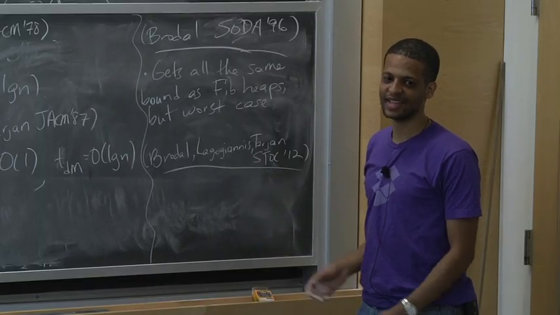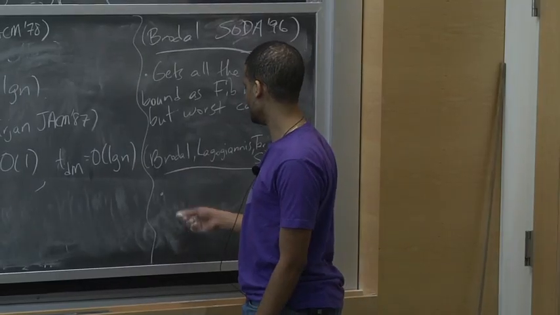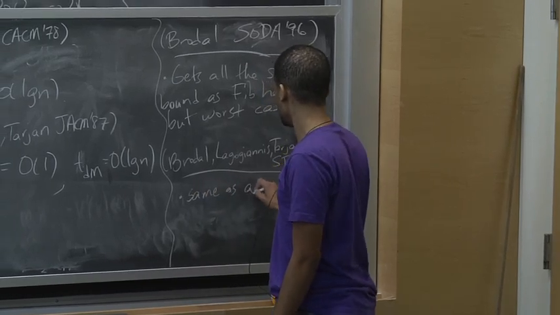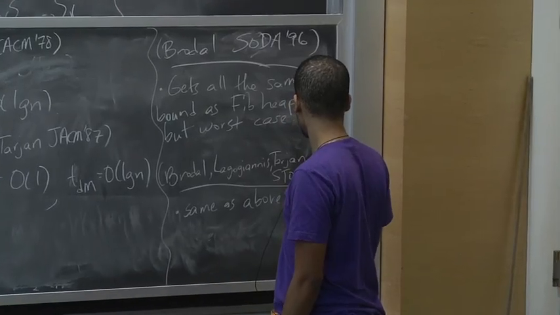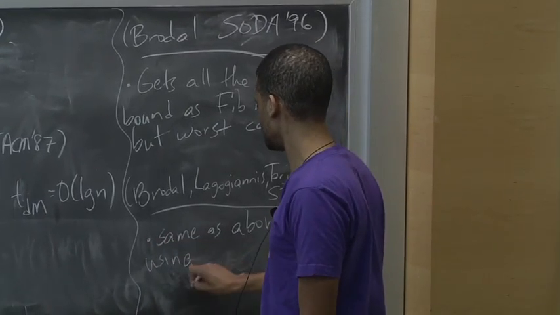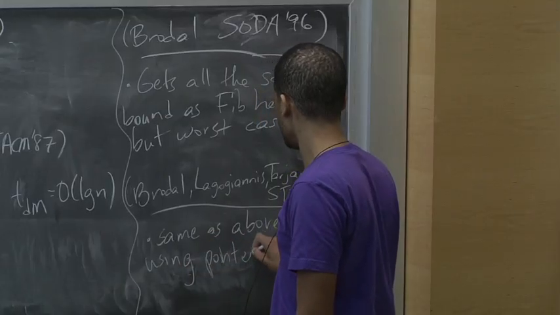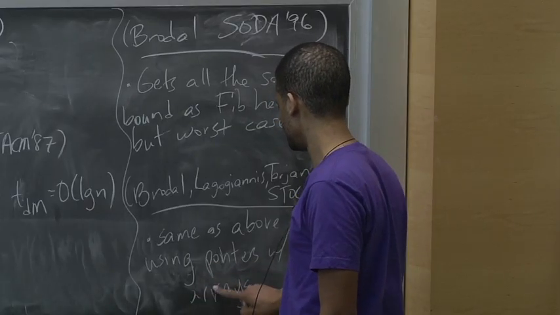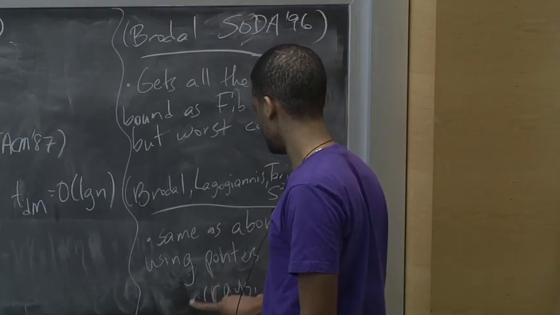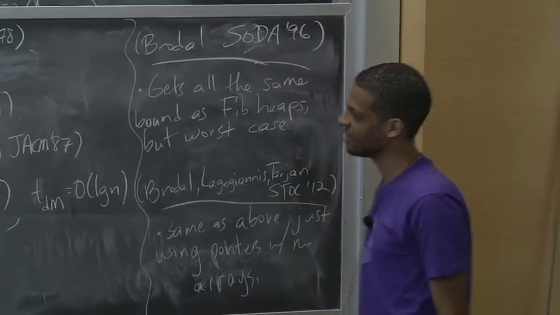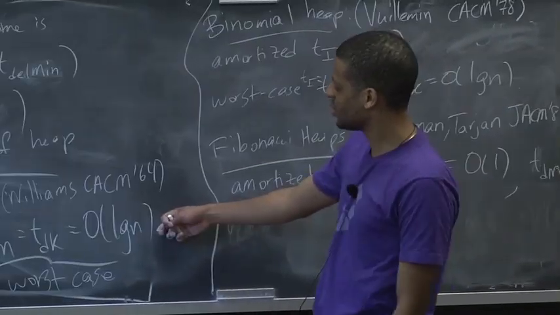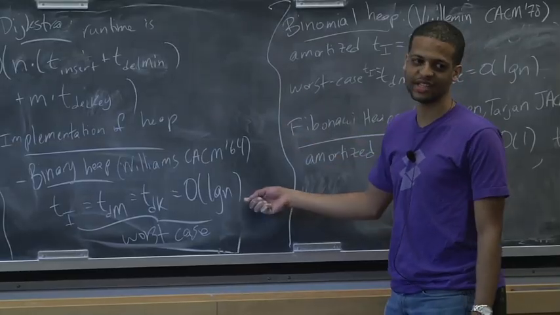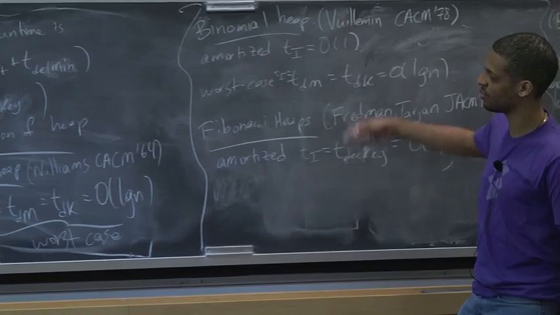Okay, so they get the same as above, just using pointers with no arrays. As you're going to see, well, you're not going to see that, but you can implement this using arrays. It makes indexing your parent and children a little easier, but you don't really need them. Here, you're just going to see pure pointer-based implementations.